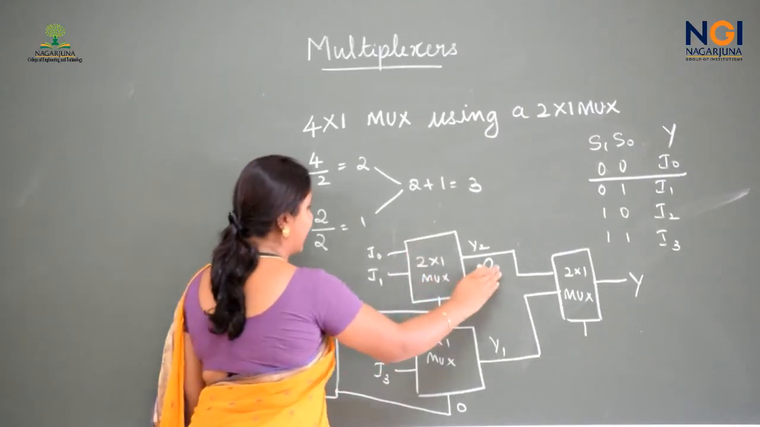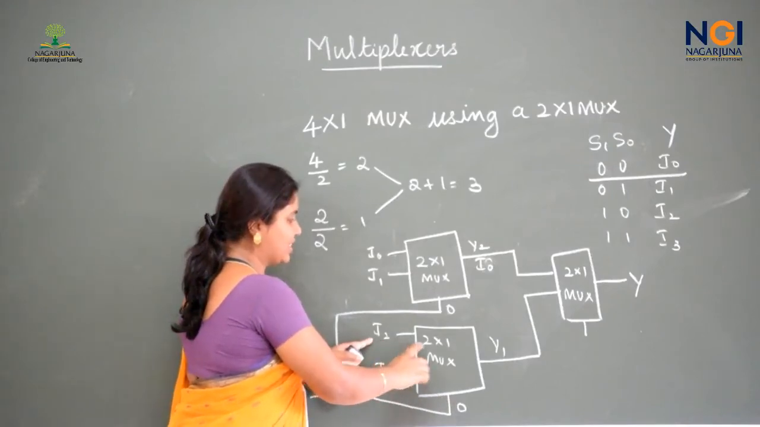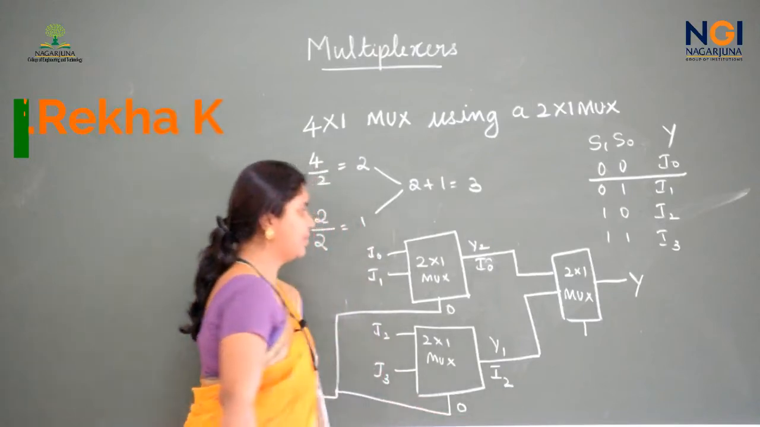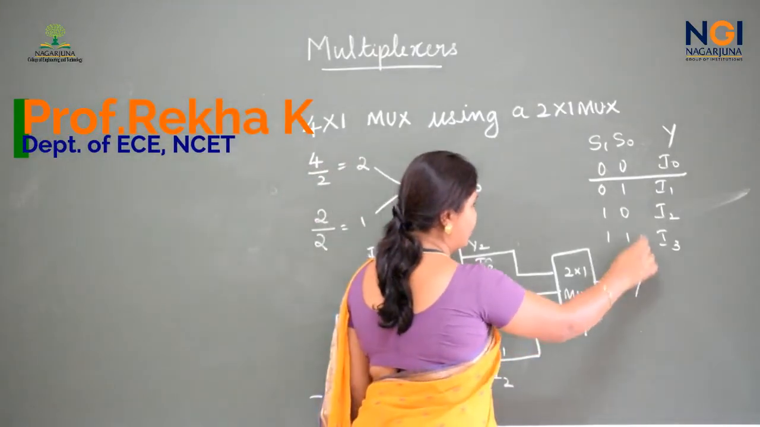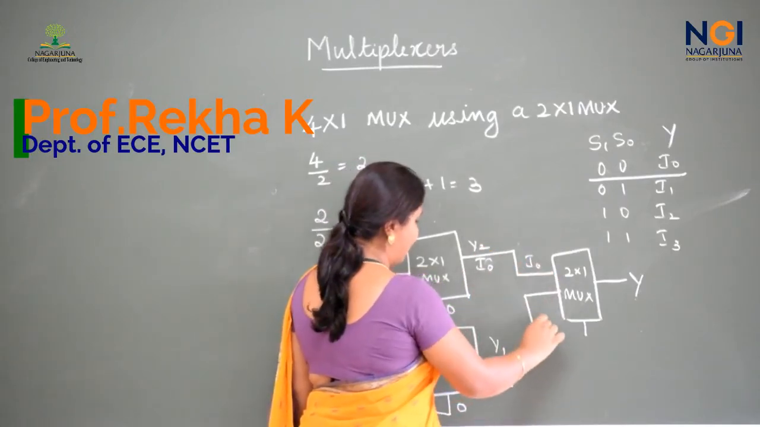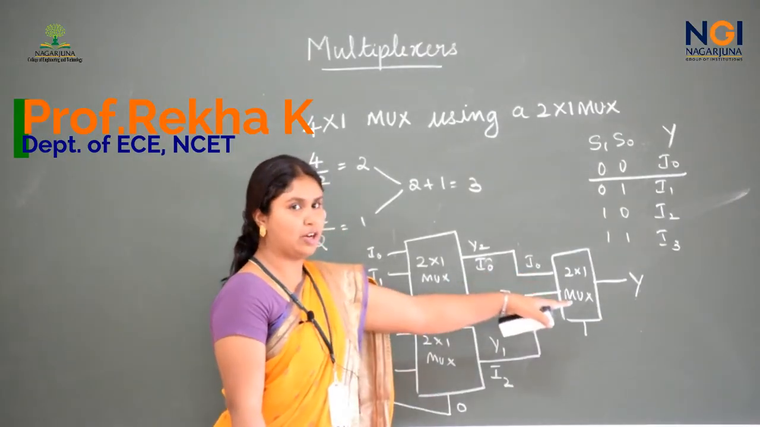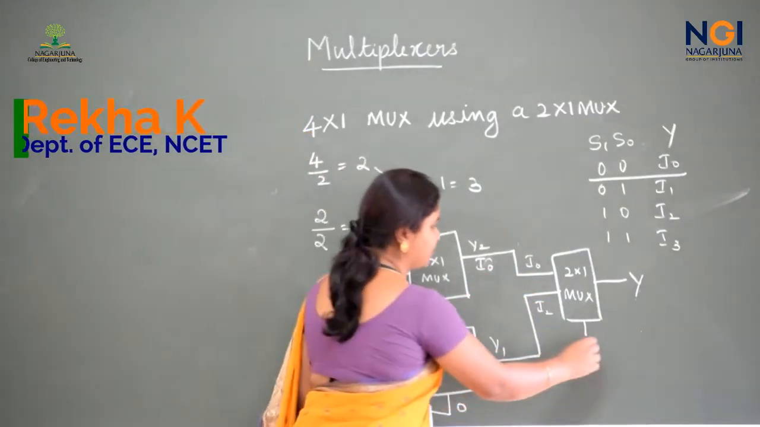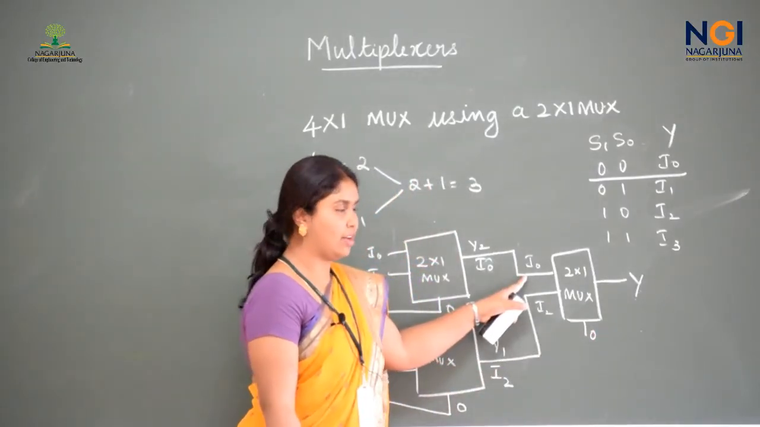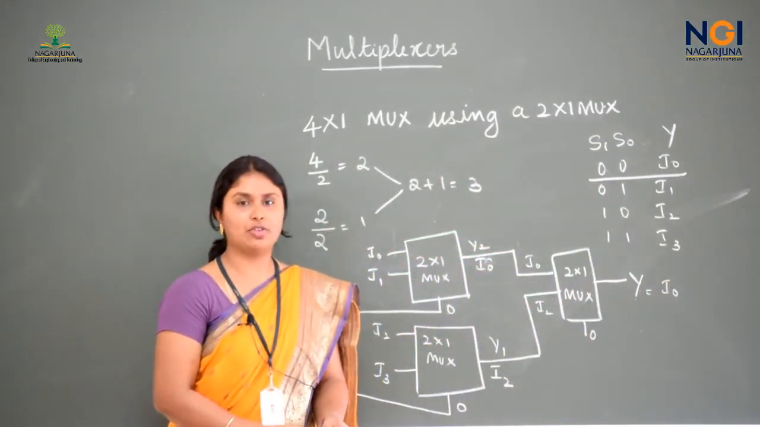Similarly, if this is 0, I2 is selected and directed to Y1. So, this output is going to be I2. What should my output be? That is I0. So, Y2 is going to be I0 and Y1 is going to be I2. If I want to select I0 as my output, this select pin should be 0. If this select pin is 0, my output Y is going to be I0. So, I get the output as I0. This is the first condition of the truth table.